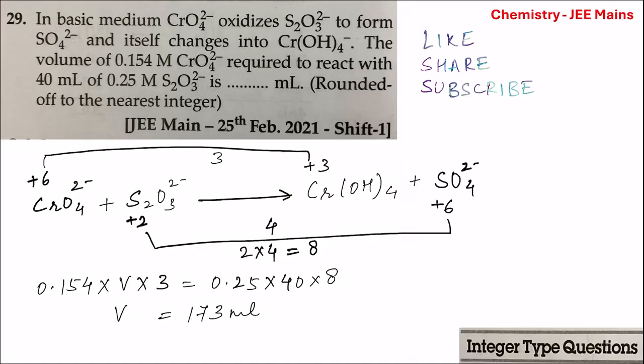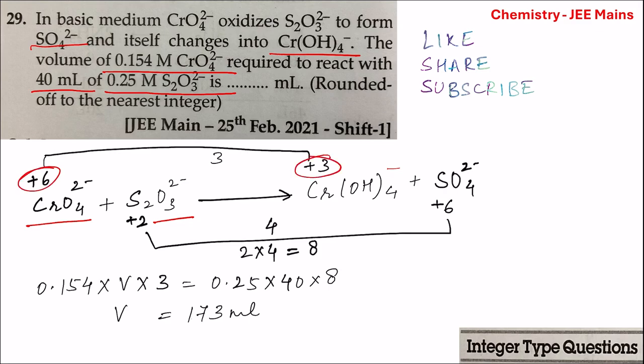In basic medium, CrO4 2 minus oxidizes S2O3 2 minus to form SO4 2 minus and itself changes into Cr(OH)4 minus. The volume of 0.154 M CrO4 2 minus required to react with 40 milliliter of 0.25 M S2O3 2 minus is dash milliliter. तो जो रिडॉक्स रिएक्शन है वो है CrO4 2 minus plus S2O3 2 minus forming Cr(OH)4 minus plus SO4 2 minus. तो यहाँ पे क्रोमियम का ऑक्सीडेशन स्टेट चेंज हो रहा है फ्रॉम +6 to +3, so it is getting reduced.